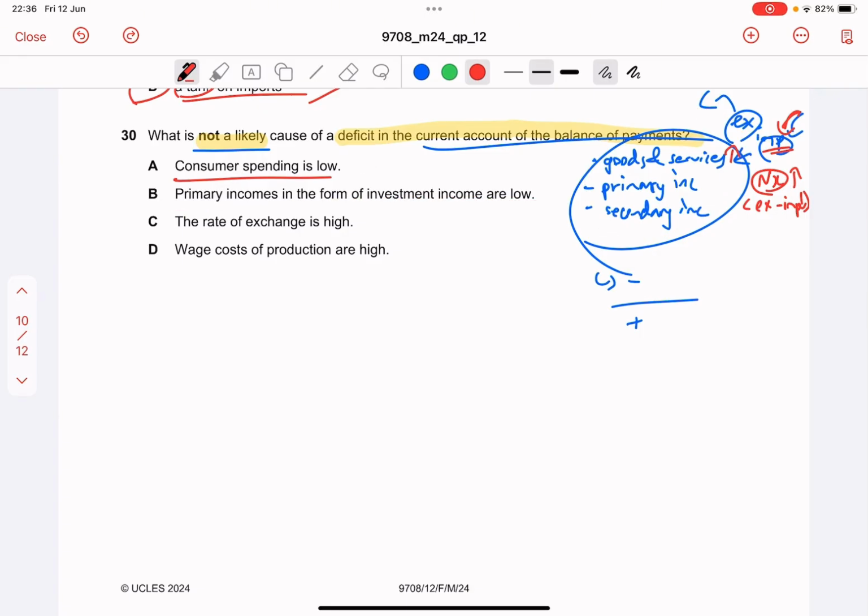That primary income has decreased. If primary income decreases, then this as a whole will decrease, causing a deficit. So that is a reason for a deficit in the current account balance. This is a cause of a deficit, so this can't be it because we're looking for a reason that is not a cause of a deficit.